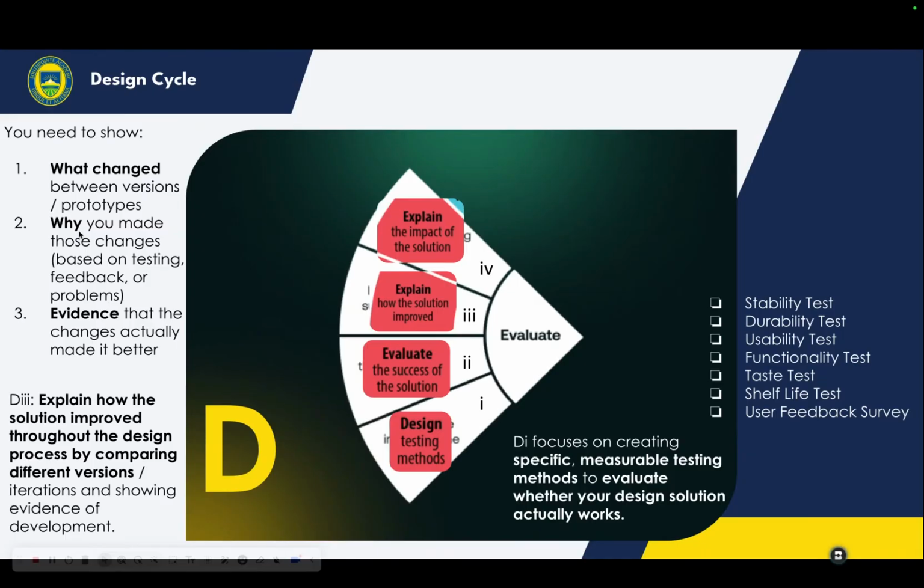You can also say why you made those changes. Maybe you made them based on the testing. Maybe you made those changes based on the feedback or problems that you faced as you were building your product. And then the third thing that you can add in this section is evidence that the changes actually made it better.